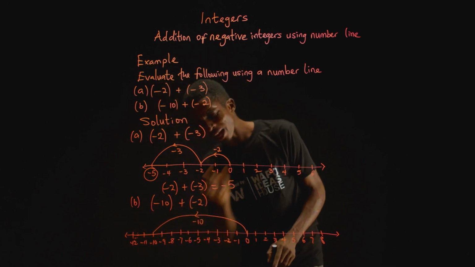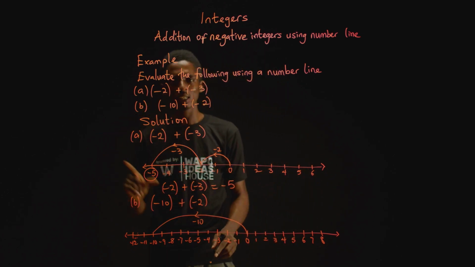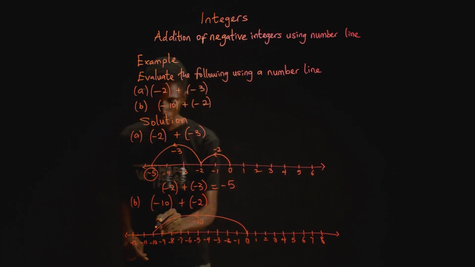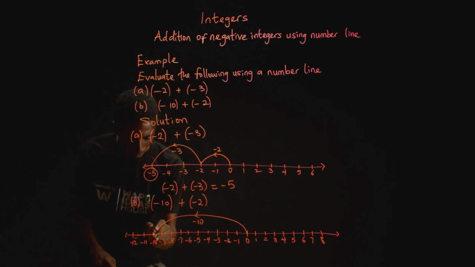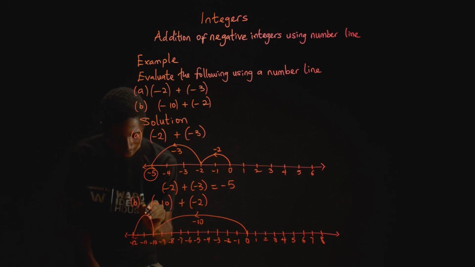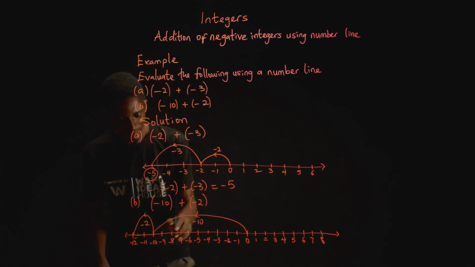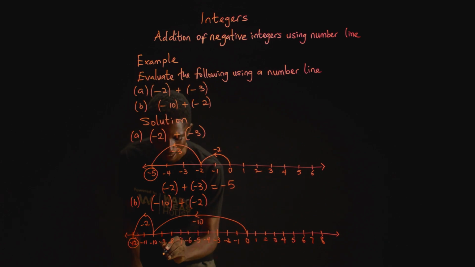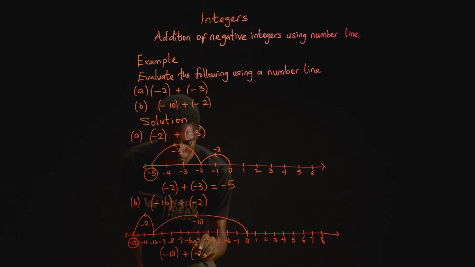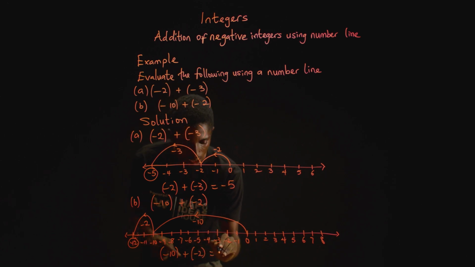And because it is a minus sign, we still continue to the left in 2 steps. So from where we have stopped, move 2 steps further to the left. 1, 2. This indicates -2. This shows that where we have ended up here is our answer. That is -10 plus -2 gives us -12.